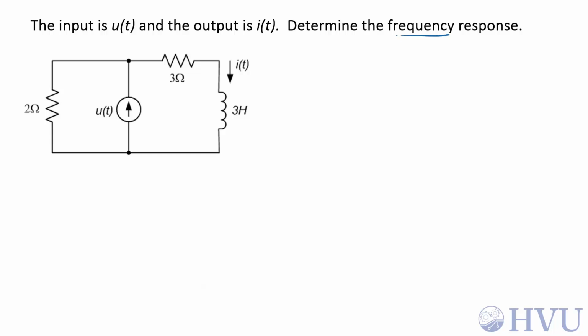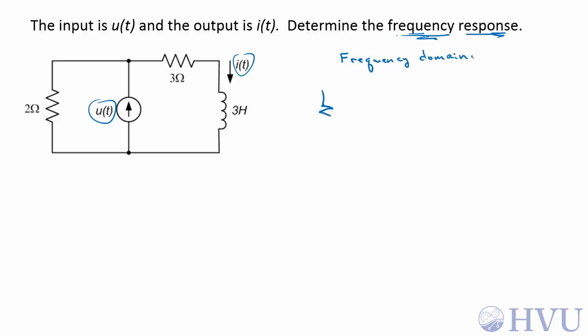Okay, we want the frequency response of this circuit. The input is this current source, u(t). The output is the current through the inductor, i(t). Since we want a frequency response, we're looking at a steady-state sinusoidal problem in which omega is an independent variable. So let's convert this circuit to the frequency domain.